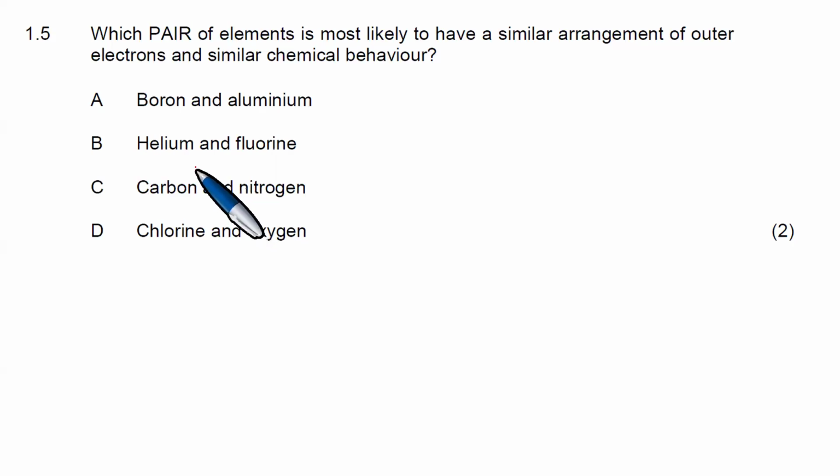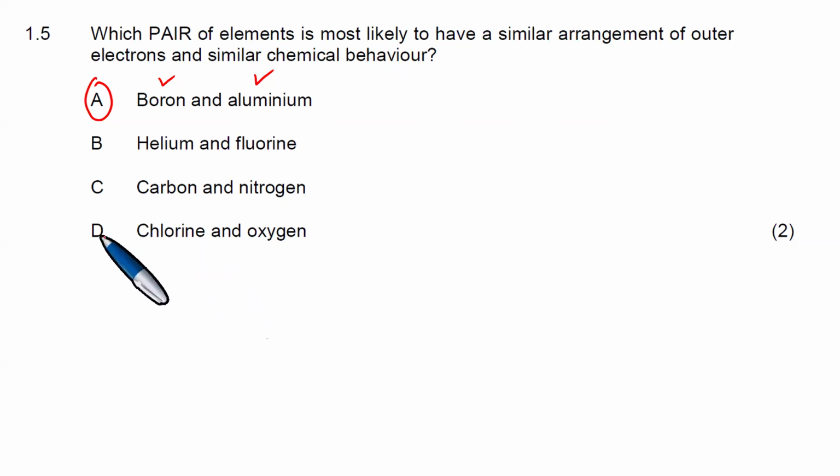In view of the periodic table, it is very clear that it is option A, boron and aluminium. Boron and aluminium are likely to have the similar arrangement of outer electrons and similar chemical behavior. The rest are very different from each other.